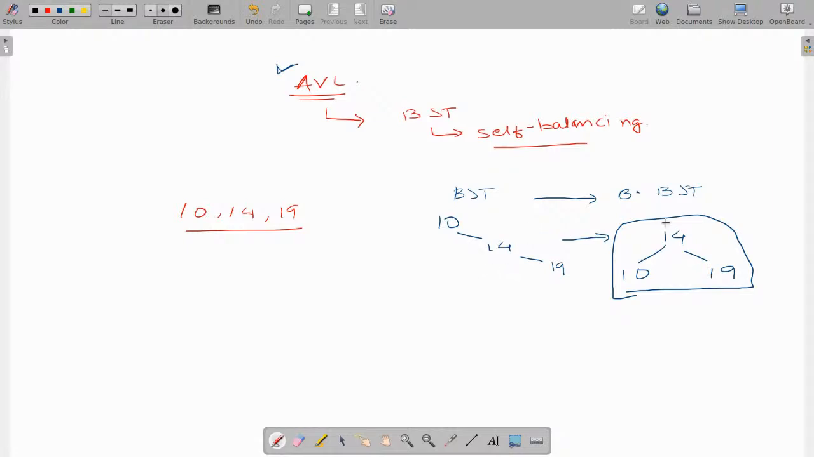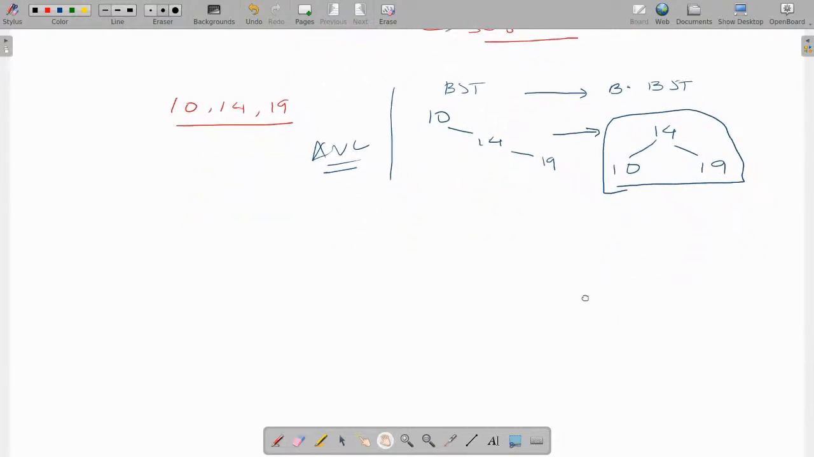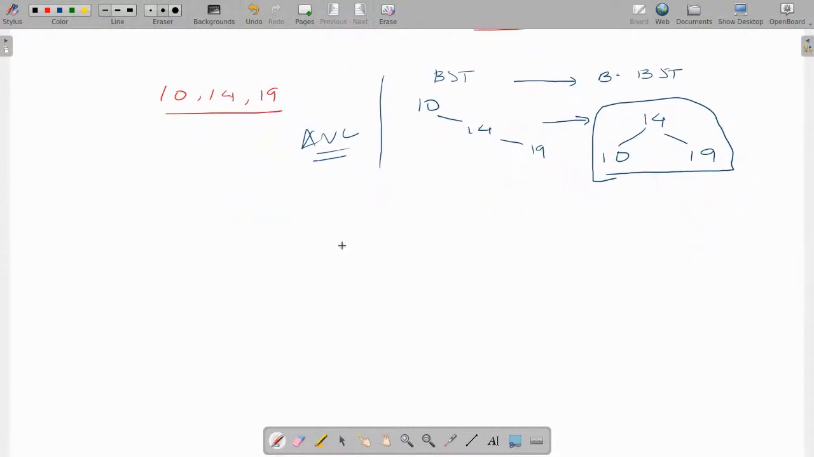Okay, so if I'm doing this manually, then this is a manual operation. But if a tree is intelligent enough to do this on its own with the addition of 19, then this tree will be called an AVL tree. And the intelligence that is applied here is not any sort of intelligence, it is just a set of operations that we call rotations. So what are rotations? Rotations are a set of operations that are performed by AVL trees to regain their balanced form.